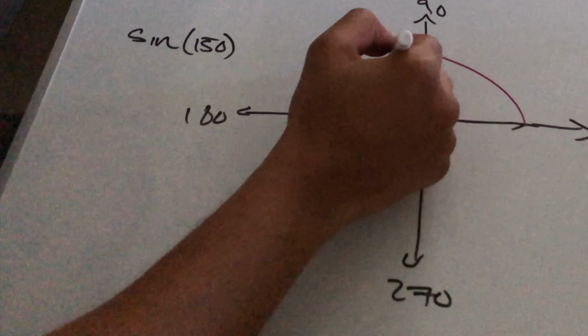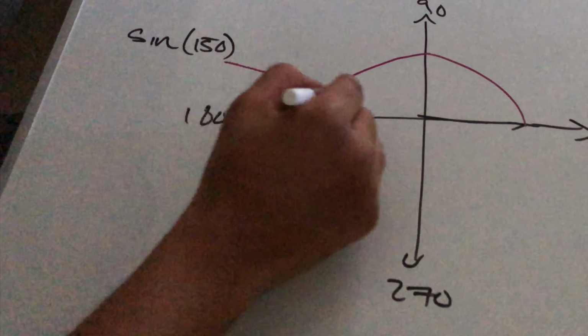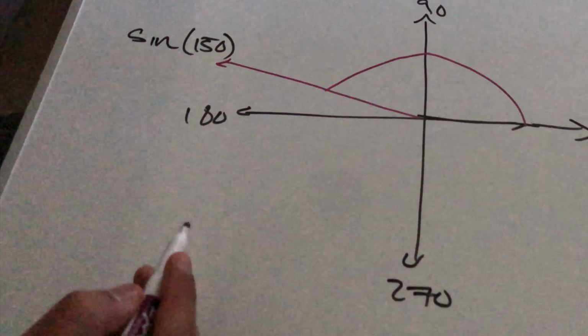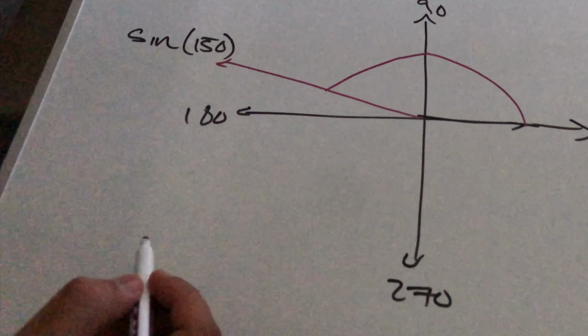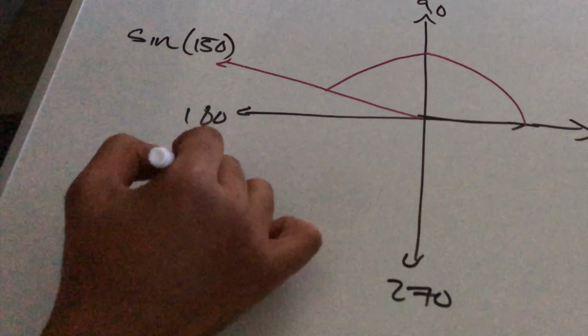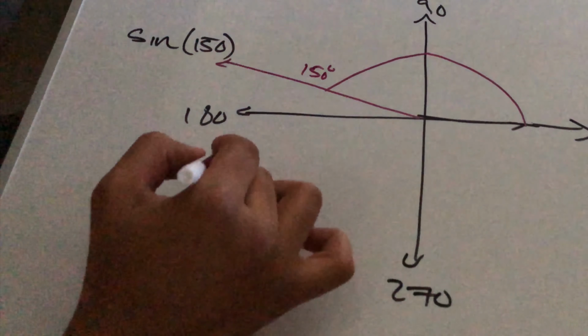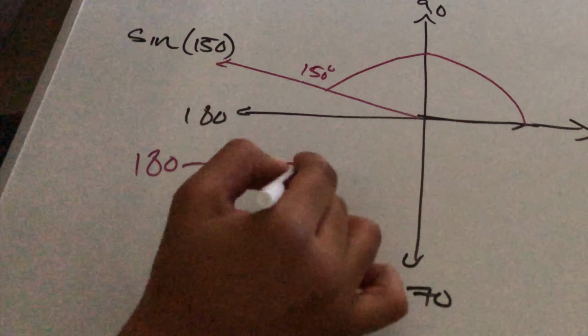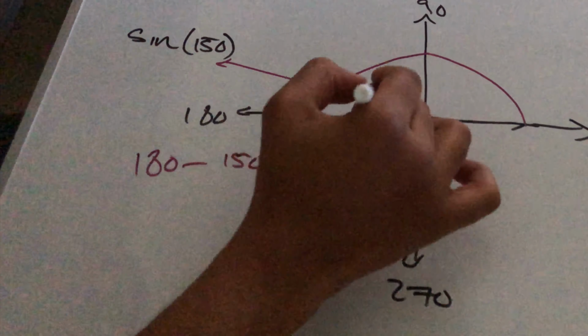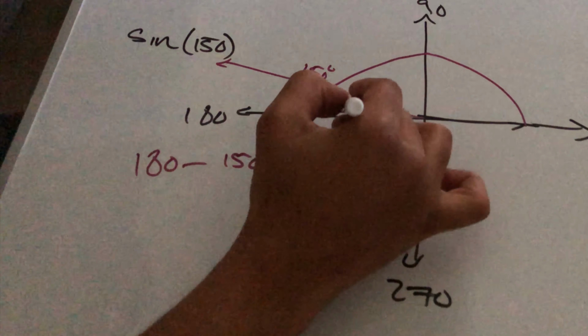All right, you're going to keep going, and that's about to be right there, give or take. Now, like I said, it is quadrant 2. So you're going to take 180 minus whatever angle you had here, which is 180 minus 150. Now 180 minus 150 gives you 30 degrees, right? So therefore this angle here is 30 degrees.